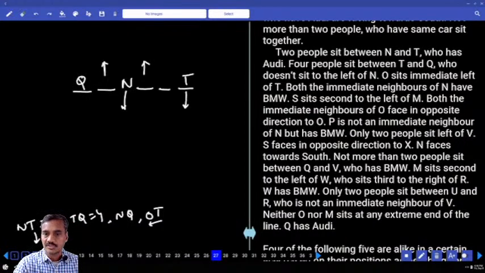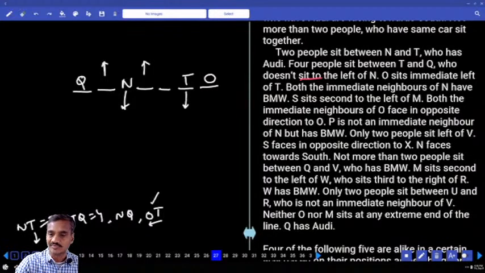And next one, Q who does not sit to the left of N. Q is not sitting to the left of N, Q is to the right, and that is the reason we have taken Q this side, with four people. Q is to the right hand side of N. And O sits immediate left of T. O must be here, immediate left hand side, because T is facing towards south.